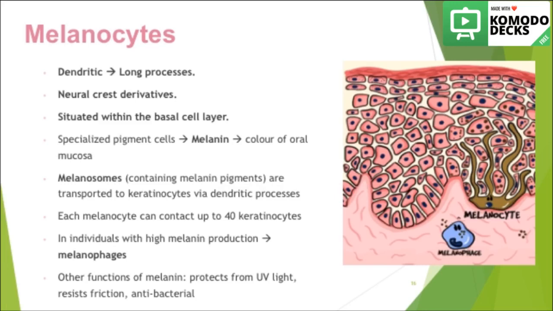The melanosomes, which contain melanin pigments, are transported to the keratinocytes via the dendritic processes of the cell. Each melanocyte can contact up to 40 keratinocytes, forming together an epidermal melanocyte unit. In individuals with high melanin production, we see high activity of melanophages, which ingest the melanosomes.